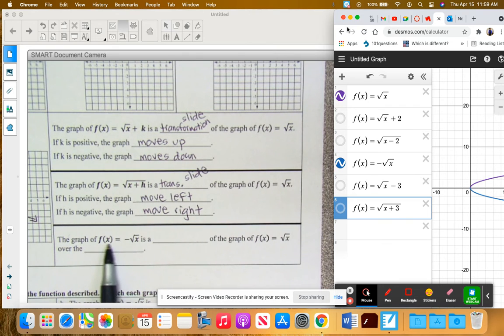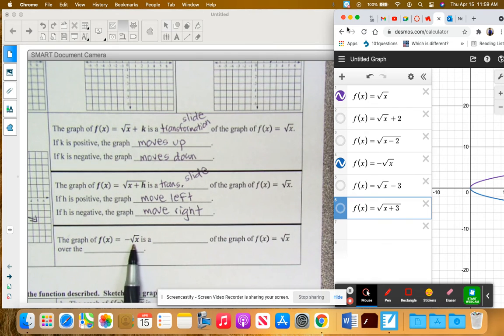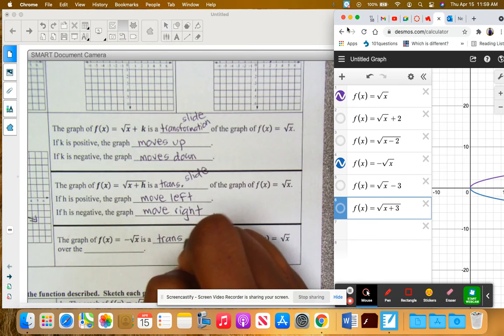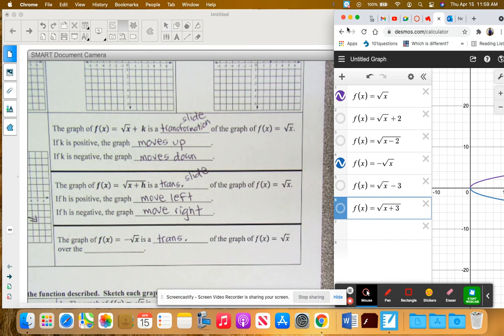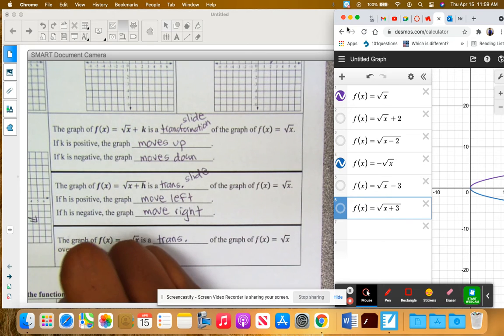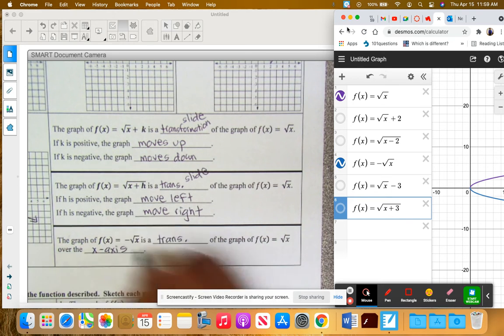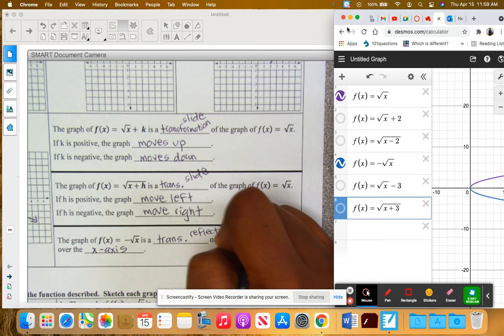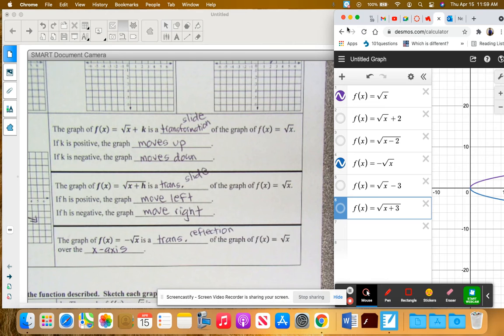The graph of f of x equals negative square root of x is also a transformation, and I'm abbreviating. What it does is flip it over the x-axis. And this one more particularly is a reflection. So flip, reflection over the x-axis.